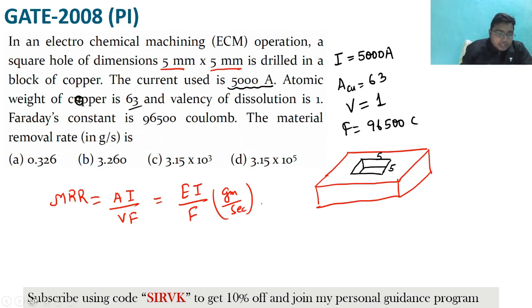So in this question, each and everything is mentioned here. That is the E. So A is what? 63. Clear. So A is given as 63. Put it here, 63. What is the current? Current is given as 5000. Put it here, that is 5000.